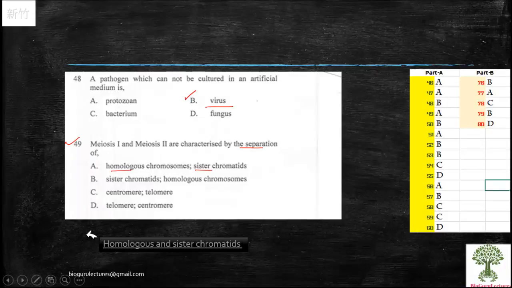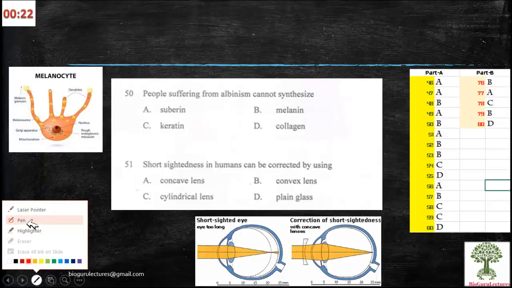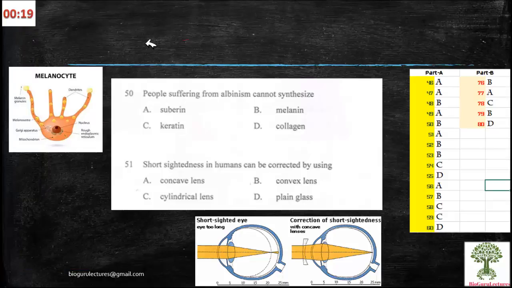As we move on to next question 50. People suffering from albinism cannot synthesize. It is called as melanin. Melanin is produced by a cell called melanocyte. You can see the structure of cell here. So this cell is an important one which continues or which enables your normal skin color. If it's not being maintained, so obviously decoloration of skin takes place, which is a major symptom of the people who are suffering from albinism. So the right answer is B.